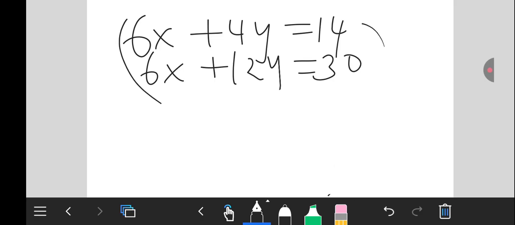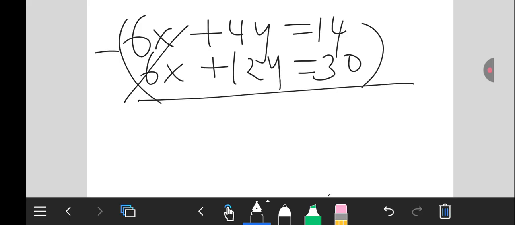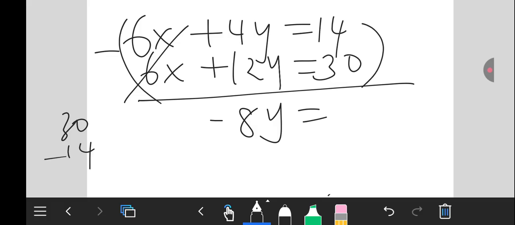So let's now subtract since they have similar signs. So 6x minus 6x is just 0, so they will cancel. Then what is 4y minus 12y? That is negative 8y is equal to what is 14 minus 30? Here 14 is smaller than 30, so the answer should be negative: 30 minus 14 gives 16, so it is negative 16.